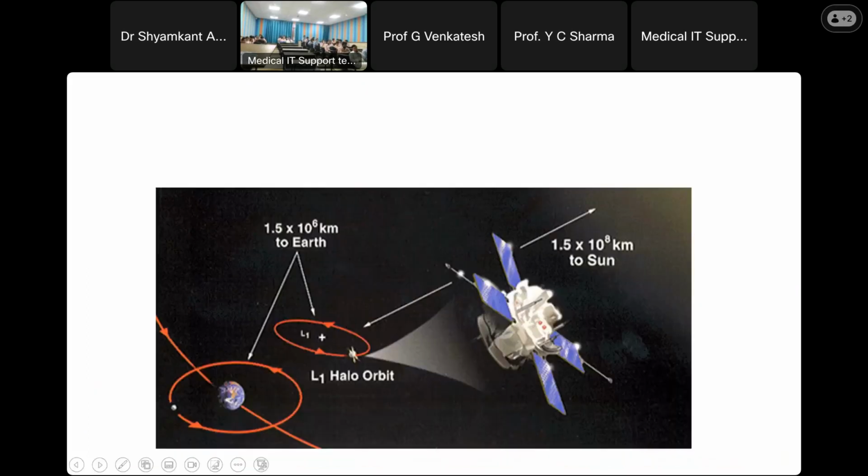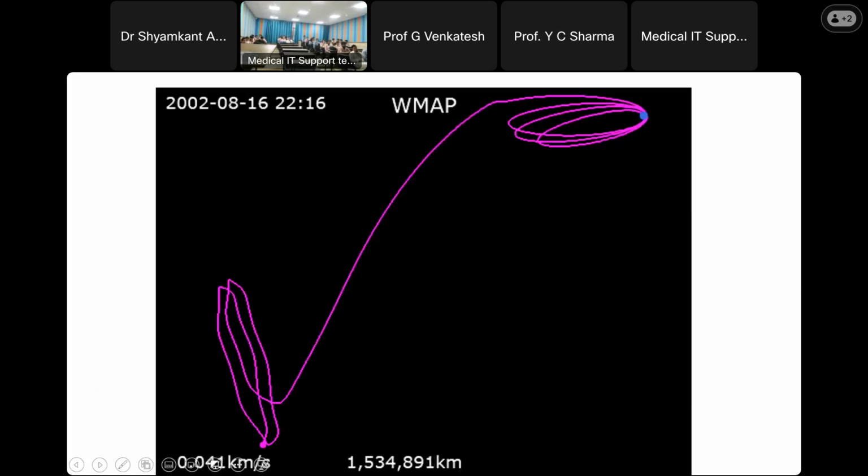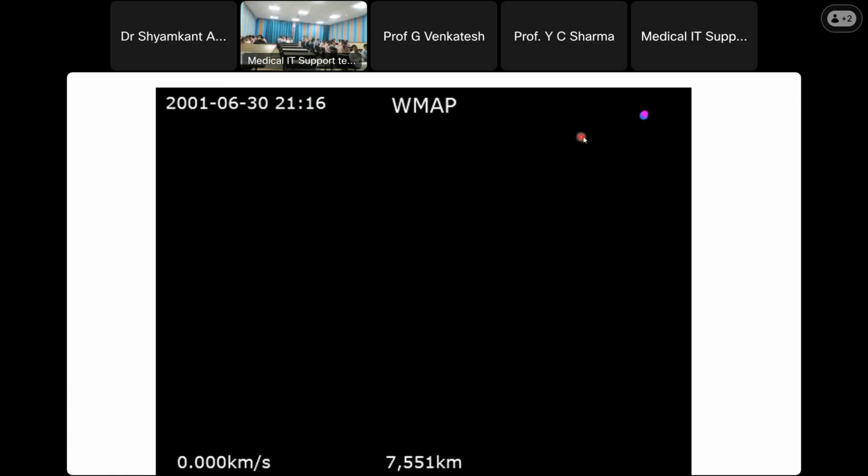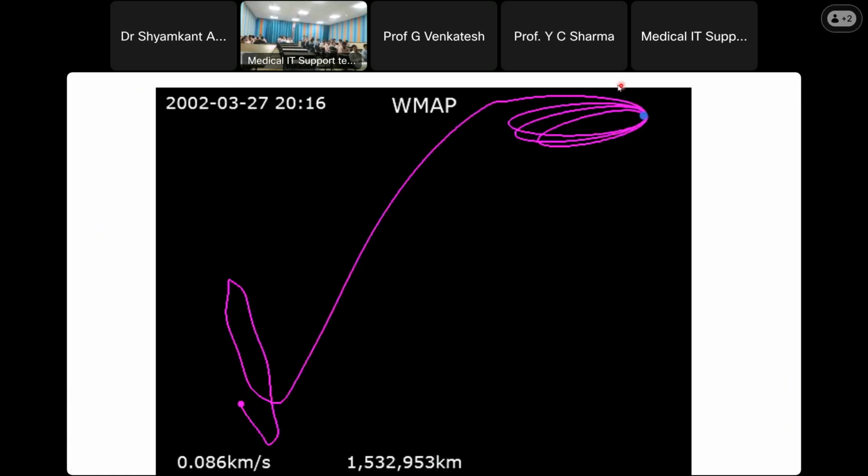So here I have one small animation, that the satellite is reaching that point, and after orbiting from here, so I want a pointer here, a laser pointer. So here the satellite has escaped from the Earth's gravitational field, making more and more elliptical paths, and then it has taken its journey, and now it is orbiting around the L1 point with minimum energy, giving us a clear glance of the Sun. So this is all about my presentation.